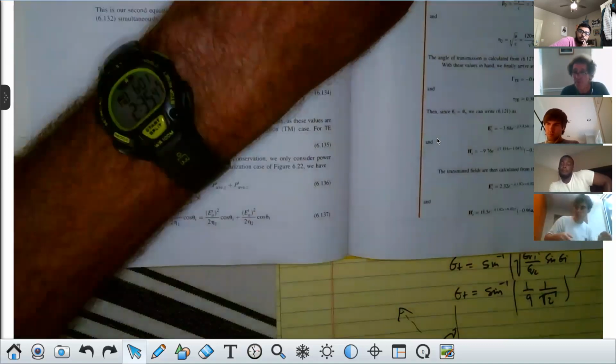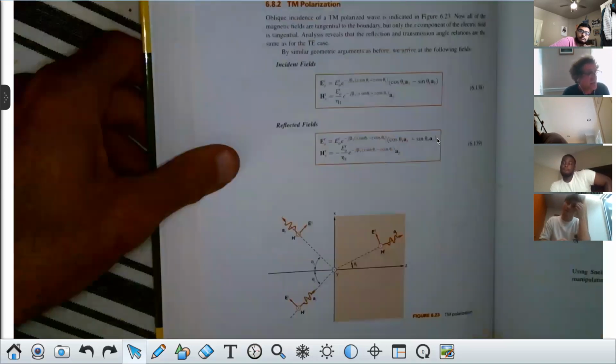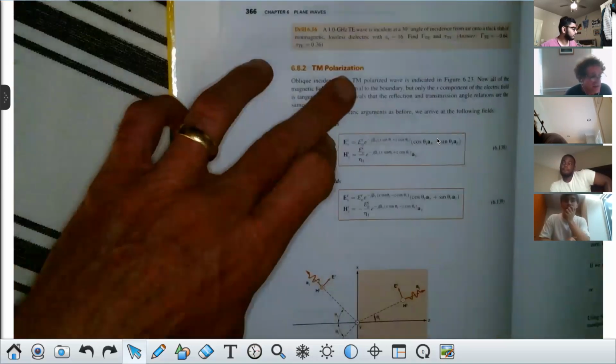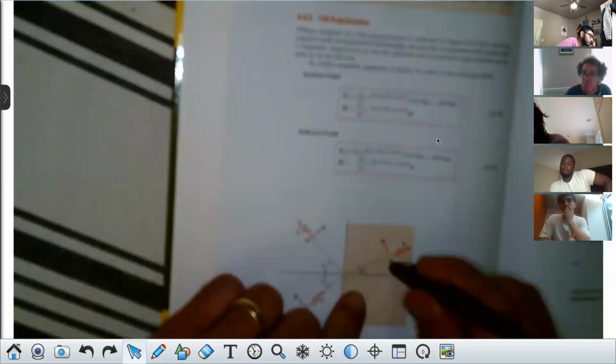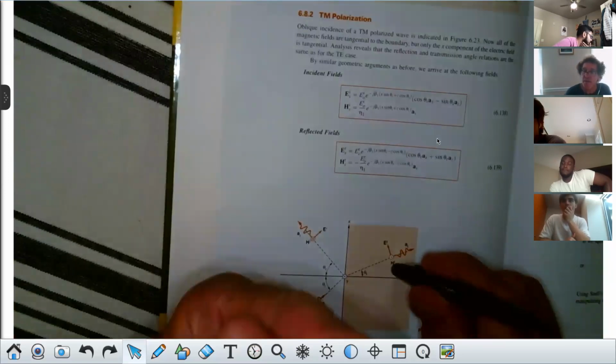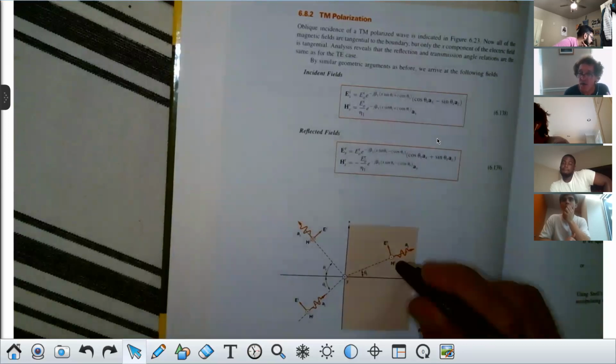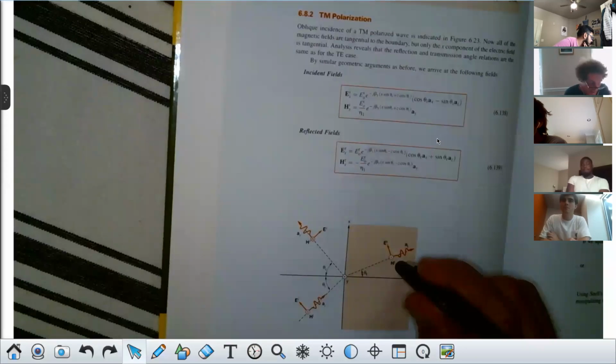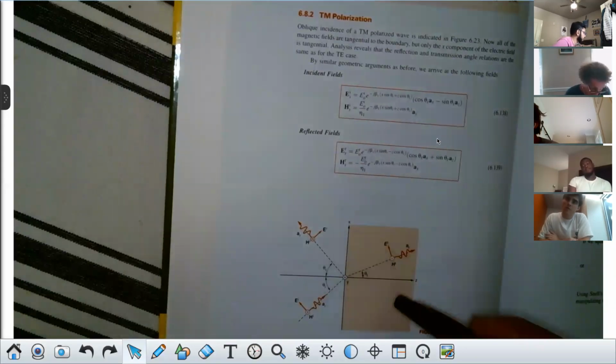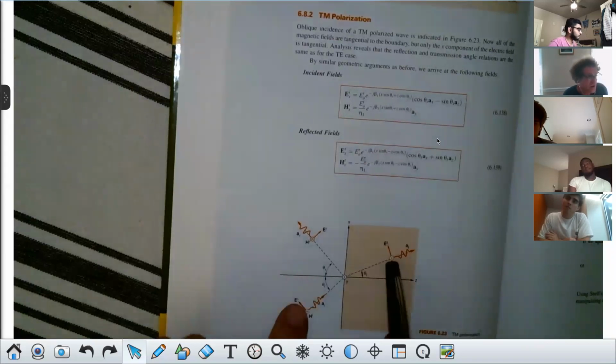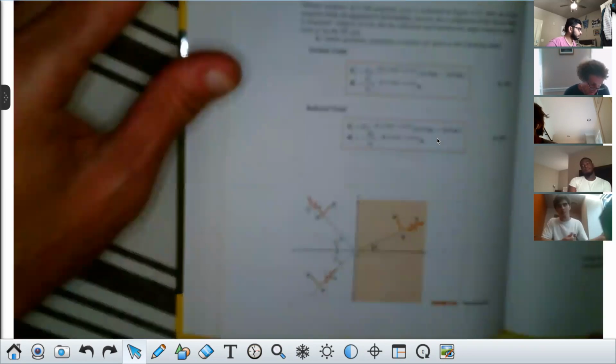Now, let me finish this thought. If you had a TM polarized wave, what that means is now the magnetic field would be out of the paper. It would be perpendicular to the plane that the wave is traveling in. You follow me on that, class? And in a TM polarization, the E field itself would be in the plane of the paper, like this drawing shows you on page 366.